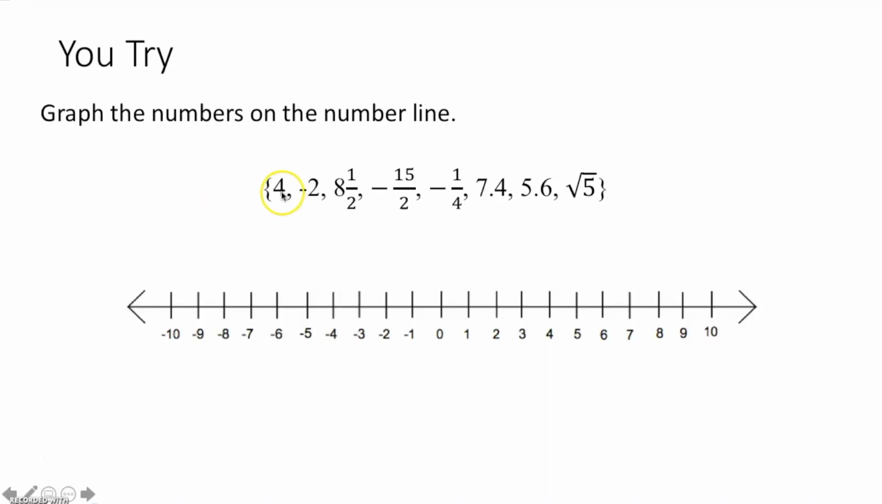All right, let's do this. So we have 4. We find 4. We put a point right at 4. Easy. -2. Same thing. Go over to -2. Put a point. Done. 8.5 is going to be halfway between 8 and 9, so we put a point here.